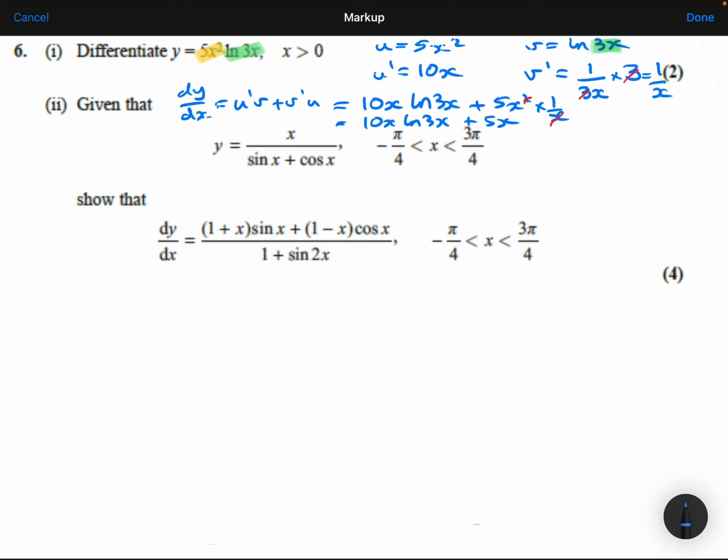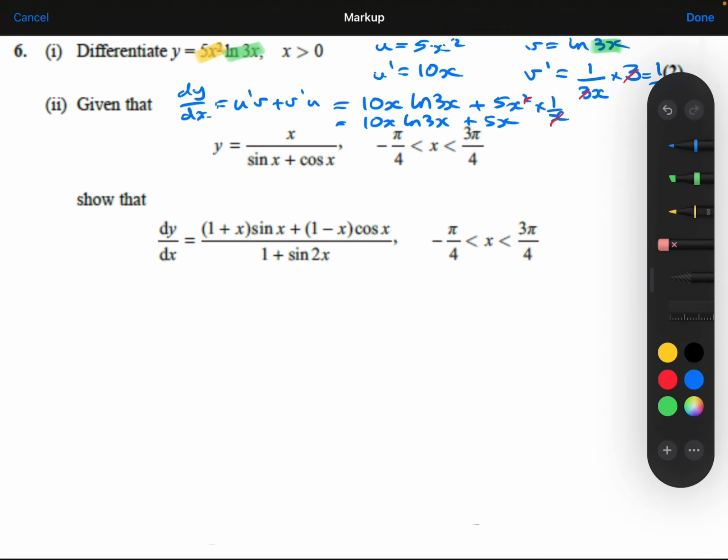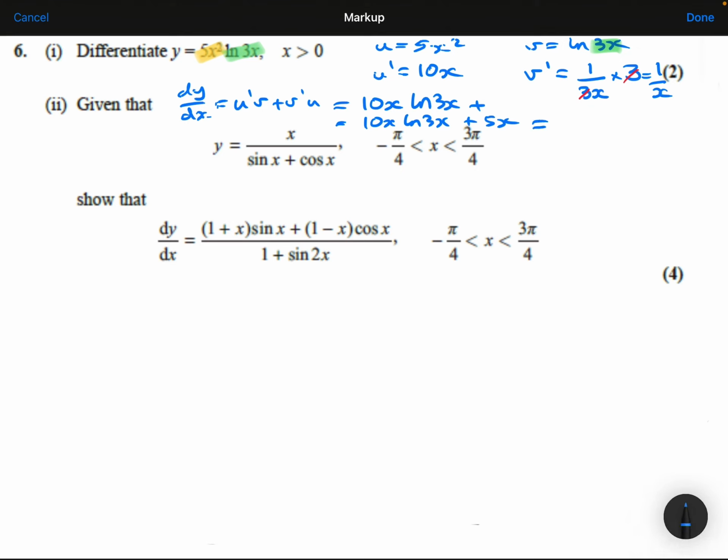I could leave my answer like that, or I could do a little bit more simplification here by factorising out the 5x, because 5x goes into each of these terms. So I could leave my answer like that, which is a little bit neater.